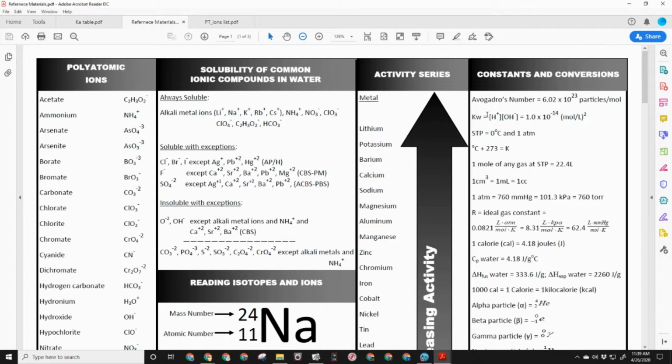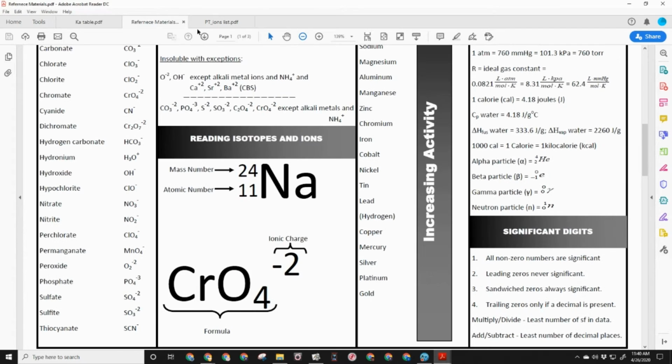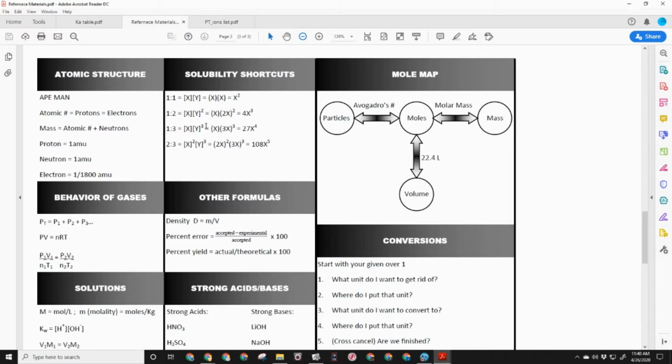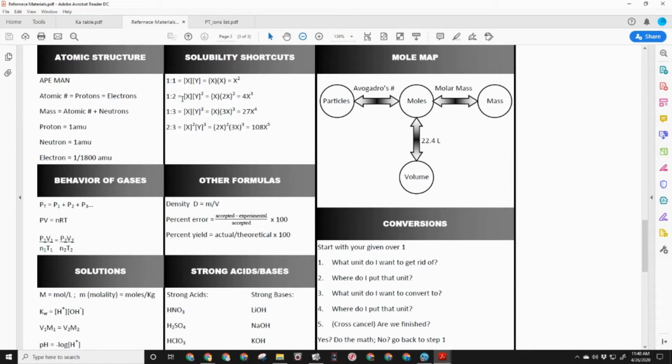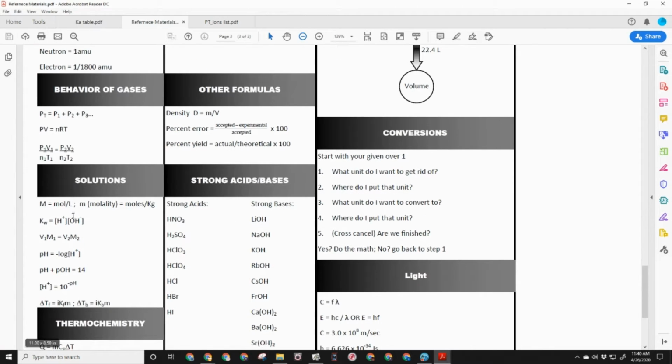Here's the dissociation constant for water, Kw, hydrogen times hydroxide. The product of those two is 1.0 times 10 to the negative 14th, and we're going to be using that concept. I think acids and bases may have their own little section. Right here, solubility shortcuts, we may be using that. Here's solutions right here. We have Kw again, which is equal to 1.0 times 10 to the negative 14th.